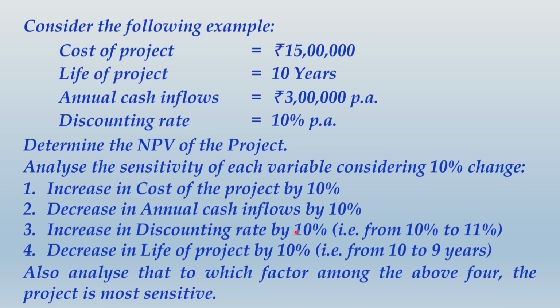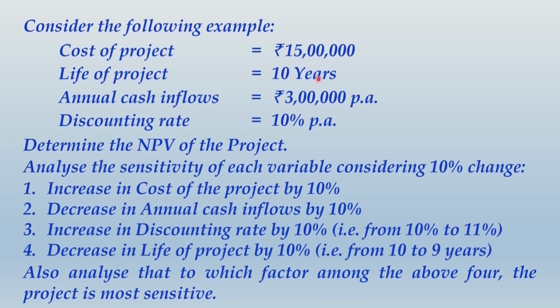Then try making the calculation by increasing the discounting rate by 10%. So the discounting rate originally given is 10%. Increase in discounting rate by 10% should not be interpreted as 10 plus 10, 20. It is basically 10% of 10%, where 10% is the base rate. This rate will increase by 10%, means it will increase from 10% to 11%. So revise the discounting rate to 11% and then again make the calculation. And lastly, you change the life of the project from 10 years to 9 years and recompute NPV.